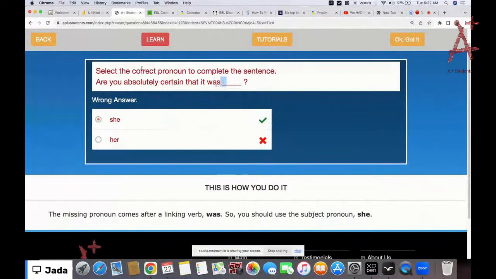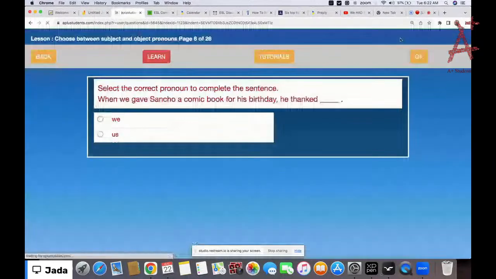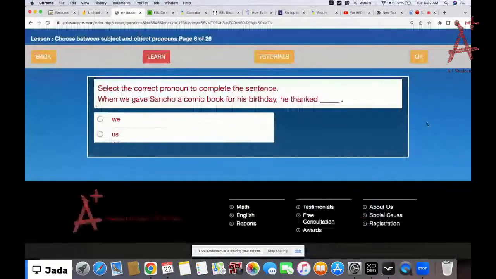Okay, so let's check here. Do we have any preposition here? We don't have any preposition, and we do not have what? An action verb to show that it was an object pronoun, but we have a linking verb. So you can also be very careful because you might think that her is the correct answer, but no, because you have the linking verb was there, then she is perfect.